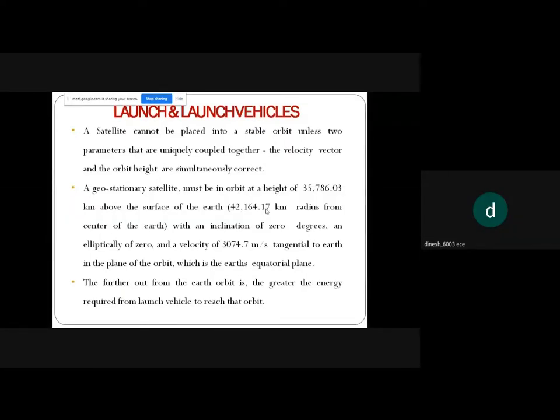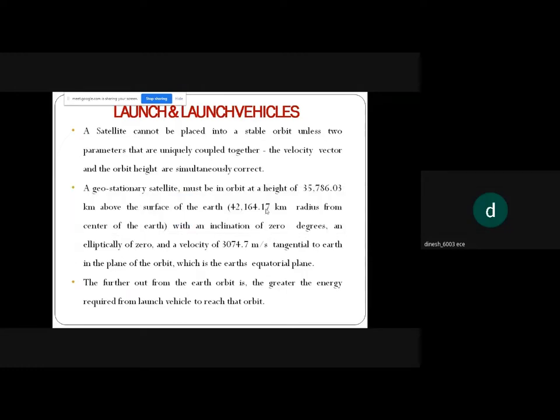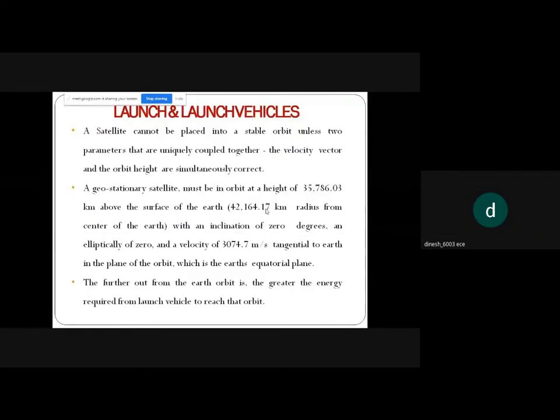So next is the launch and the launch vehicles. What are launch and launch vehicles? A satellite is to be placed in orbit. So how do we place it? The main criteria is that we have to check the orbit height and we have to see the velocity vector. A satellite cannot be placed into orbit unless these two parameters are coupled together: one is the velocity vector and the other is orbital height. If these two are done correctly, your satellite will be placed automatically in the desired orbit that the satellite designers planned.